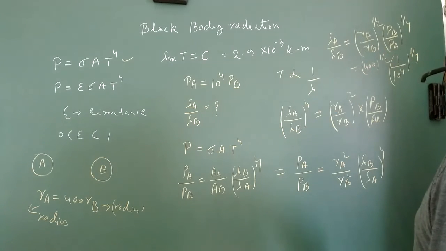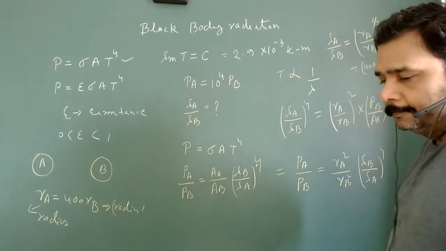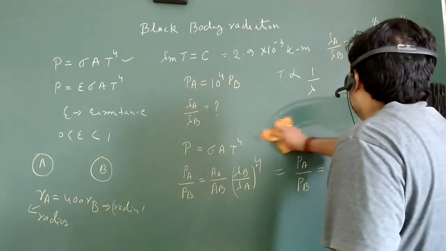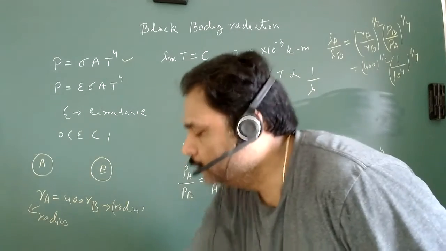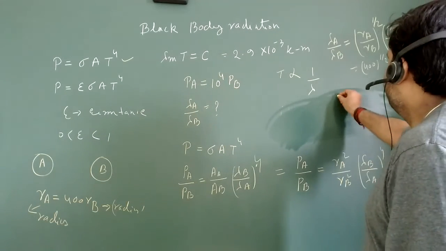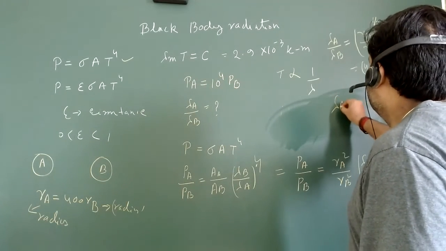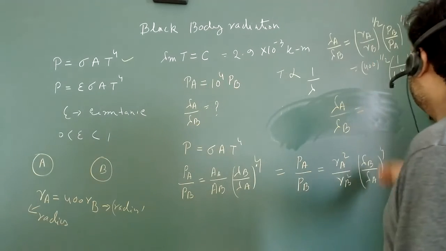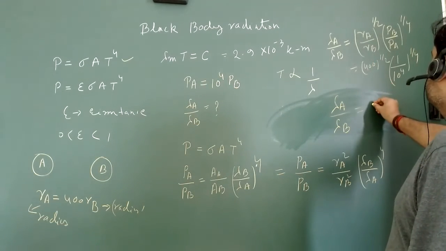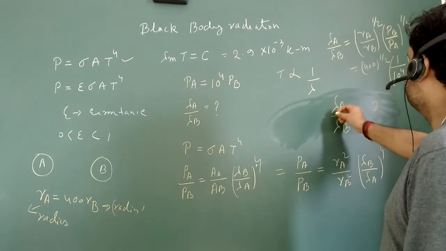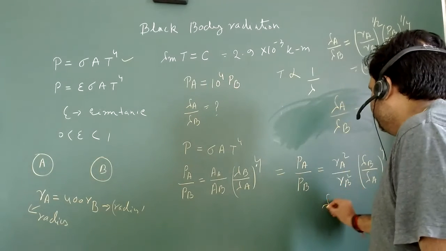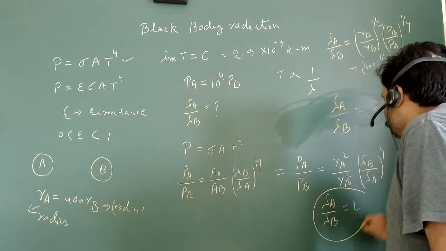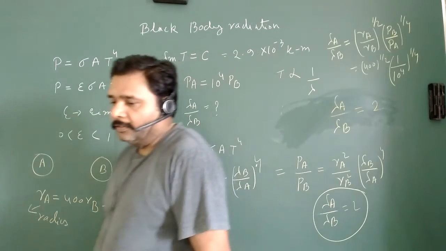If we calculate it, we can find this value. Lambda A upon lambda B is, I think, approximately 2. So this will be the answer. We can find lambda A upon lambda B is equal to 2.